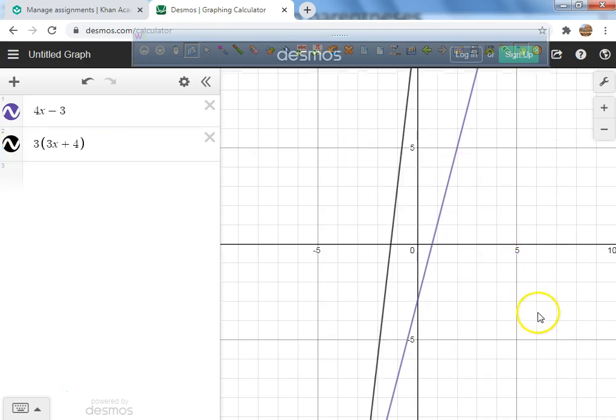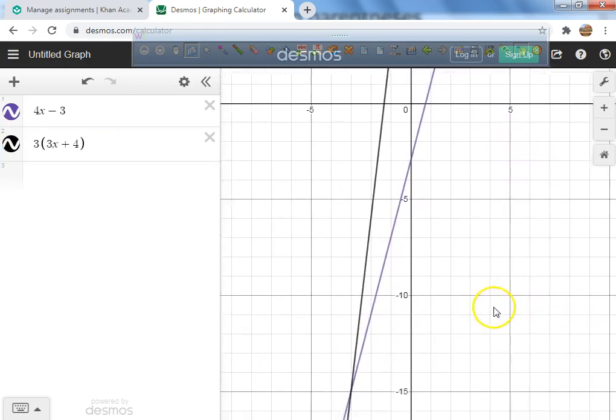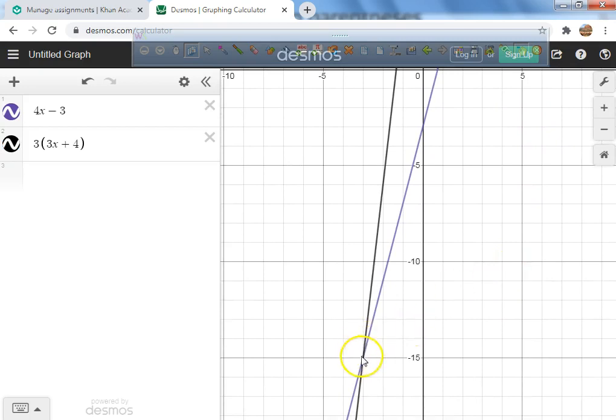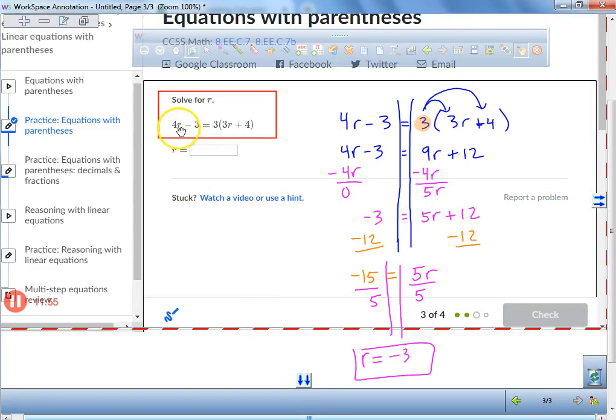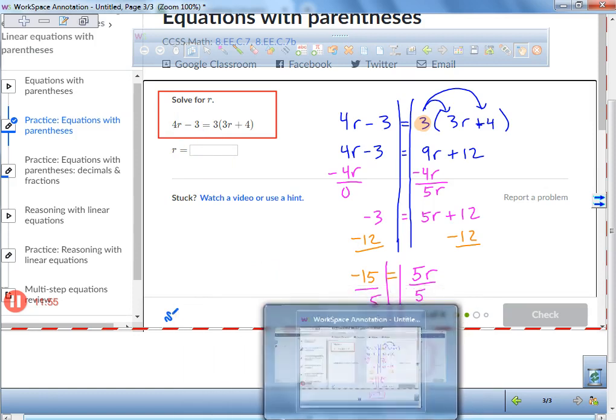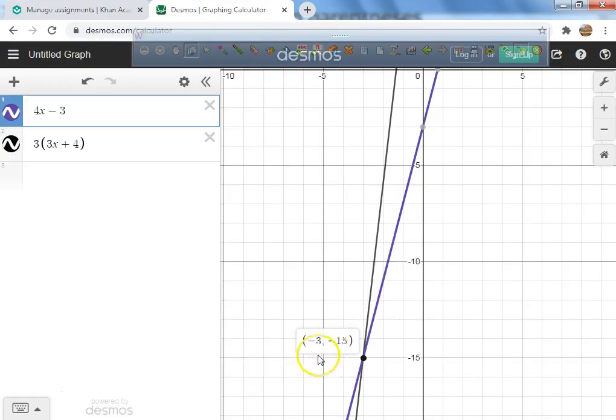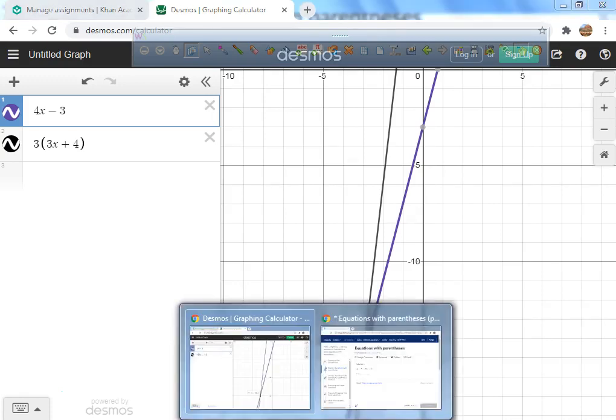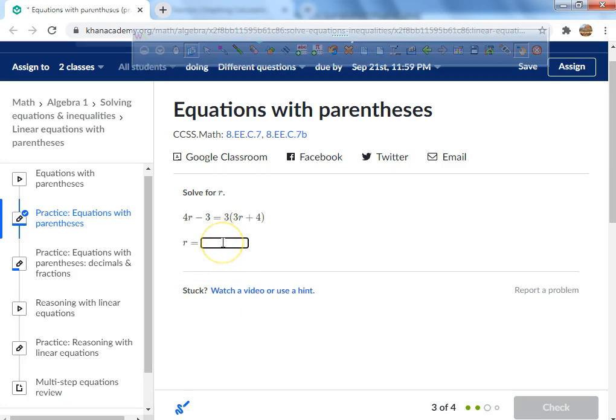Now, what you do is you look for where the two lines cross. And what is the x value where the two lines cross? The x value is at a negative 3. So what's the only thing that I did differently? Instead of putting in R, I put in x. And hopefully you can clearly see that's the x value where they cross, which allows you just to type in a negative 3.